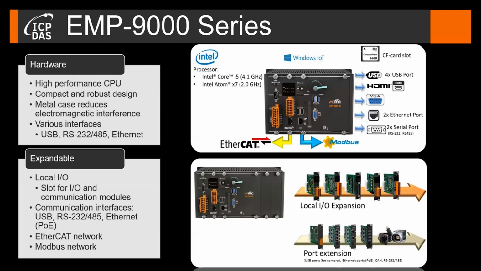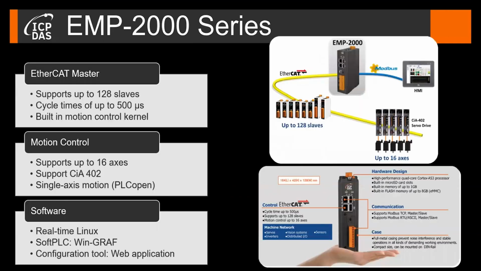In summary, the flexibility and robustness of the EMP9000, together with the time-deterministic and high-precision EtherCAT-based motion engine and Industry 4.0 capabilities such as machine-to-machine communication and Internet of Things, make it an ideal partner for the machine automation industry. The EMP 2000 series is a compact PLC with a real-time EtherCAT master and PLCopen-defined single-axis motion control functions.